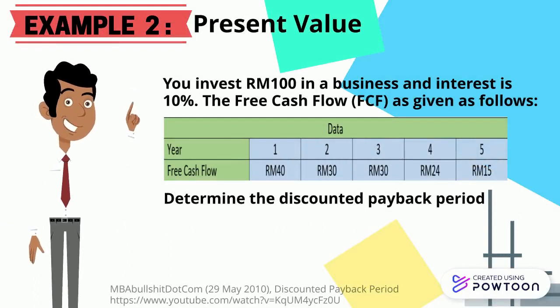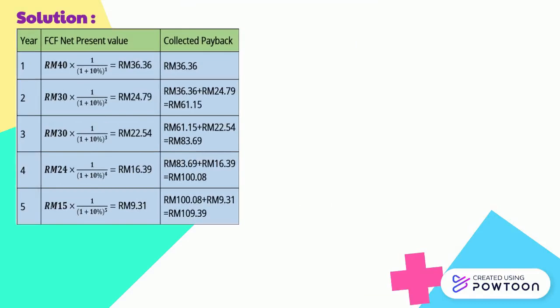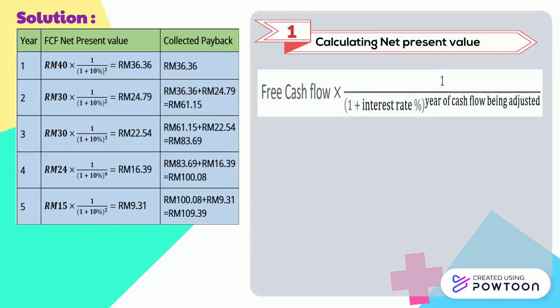Given initial investment cost is 100 ringgit and interest is 10%, the free cash flow is as follows. To solve this question, first we must calculate net present value by this formula, which is free cash flow times 1/(1 plus interest rate), power of the year of the cash flow being adjusted. Since the discount interest rate is 10%, the present value factor for the first year cash flow is 1/(1 plus 10%) power of 1, and so on for each additional year in the table.